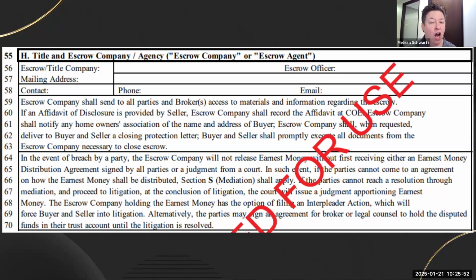This is talking about in the event of a breach by any party, escrow company will not release earnest money without receiving an earnest money distribution agreement signed by all parties. And if they can't do that, they start with mediation and then they go on to legal counsel, right?